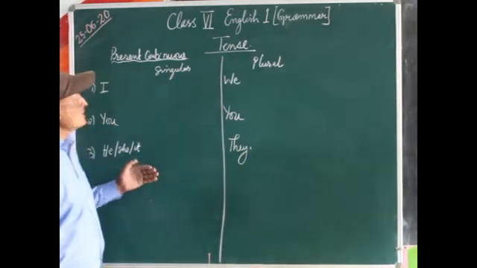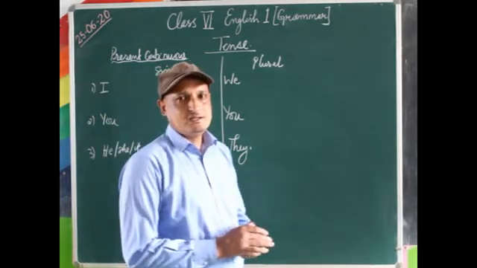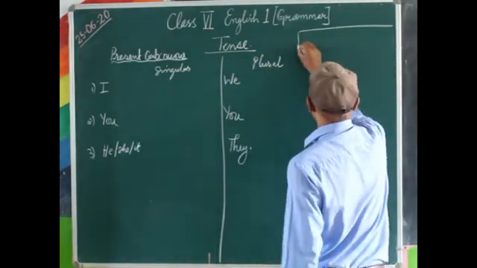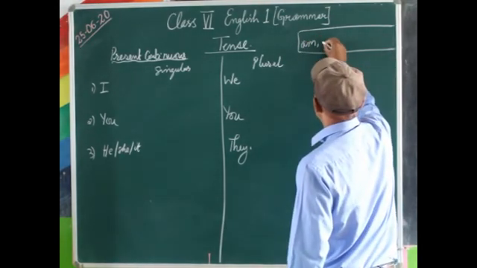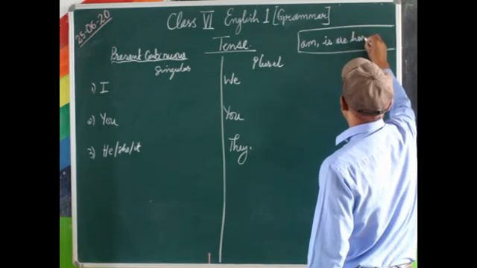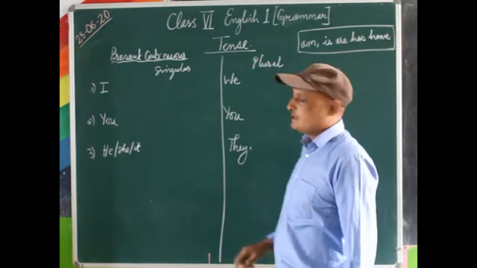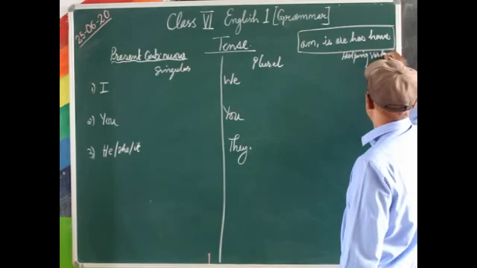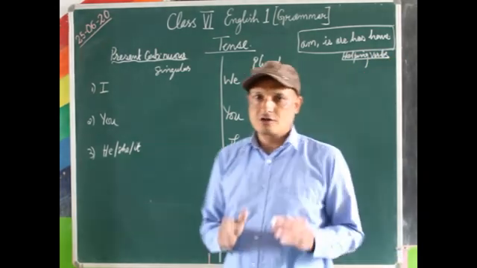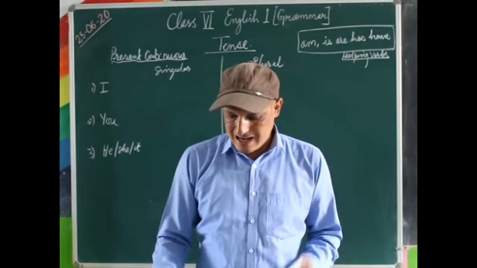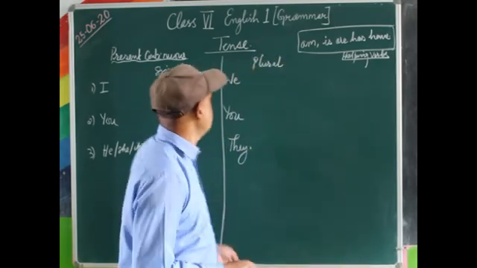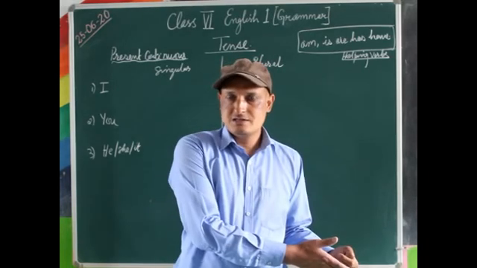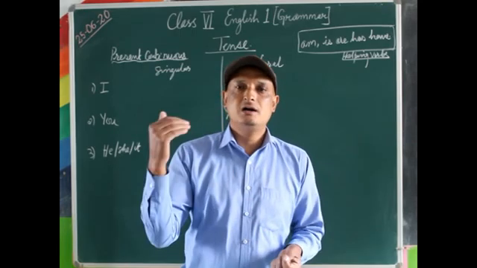Okay? Now, in the present continuous, we will be taking the help of some helping verbs. Helping verbs such as am, is, are, has, have, etc. These are called helping verbs, or they are also known as auxiliary verbs. We're trying to learn how to write a sentence in a present continuous tense, or how to identify a sentence, whether it's in simple present or present continuous or in the other forms.